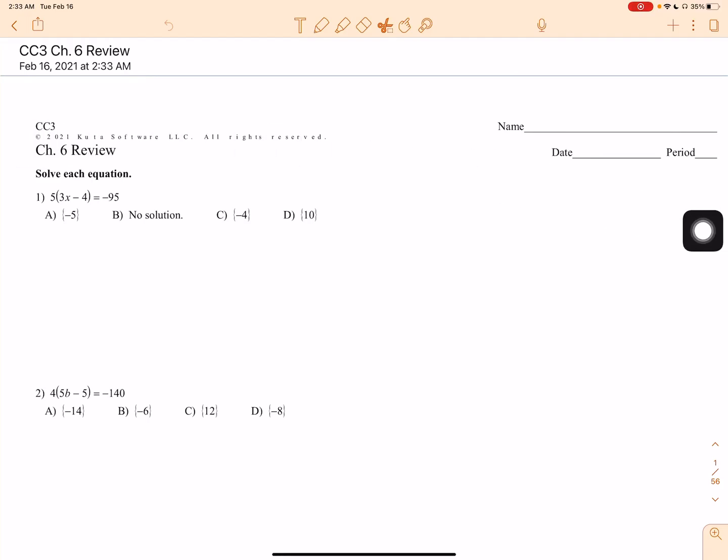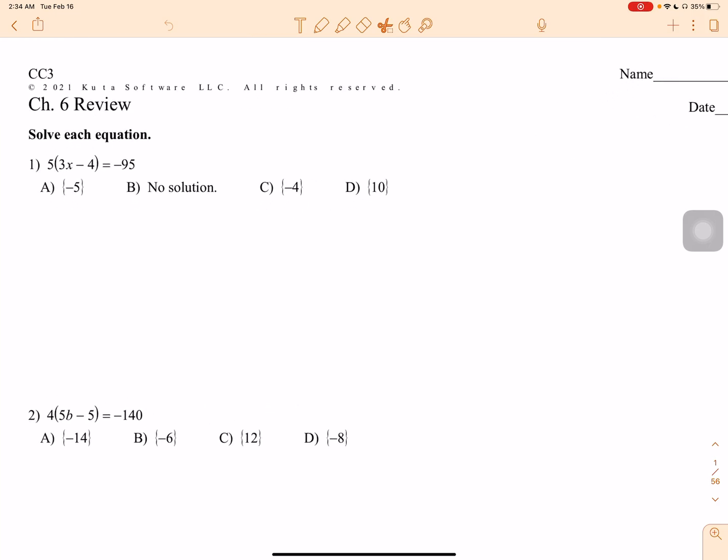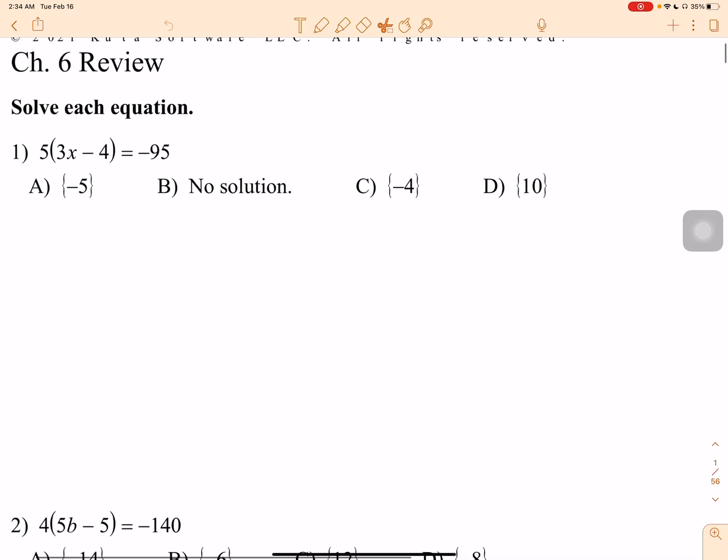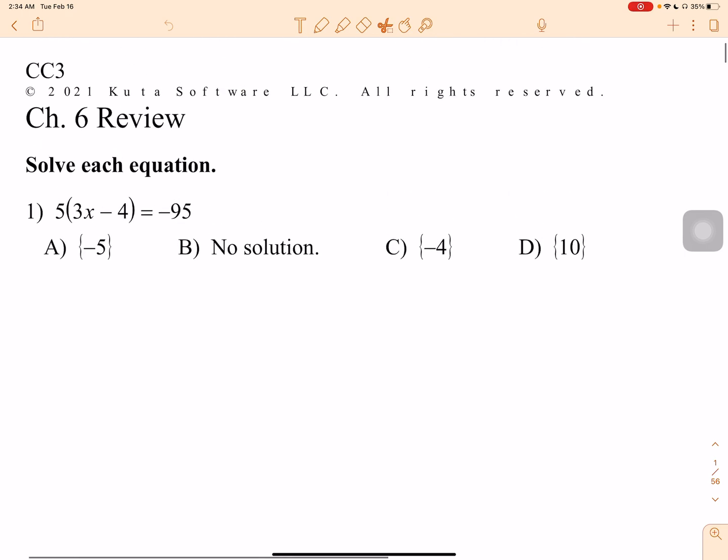Okay, so here is a Chapter 6 review. Make sure that you try these problems on your own first, because you want to see if you can do them, and then double check your work with my video, okay? So don't just sit here and copy down what I'm doing. You really want to put thought into it and see if you know what these problems need you to do.